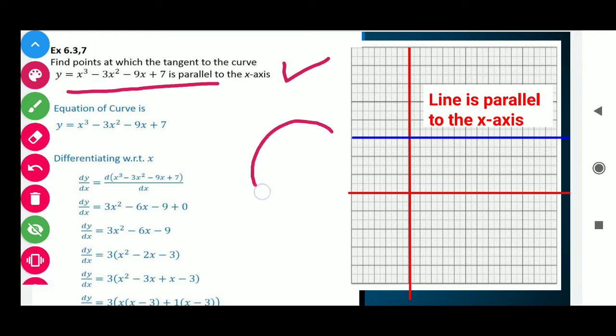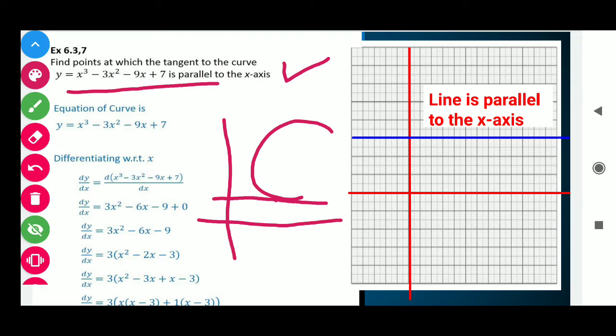Suppose here we have a curve. The tangent to the curve is parallel to the x-axis. So students, you can see here that we need to find these points. So first, according to the working rule, we have to take the derivative to get the slope, and after that we put in the point, but here no point is given, we have to find the point.